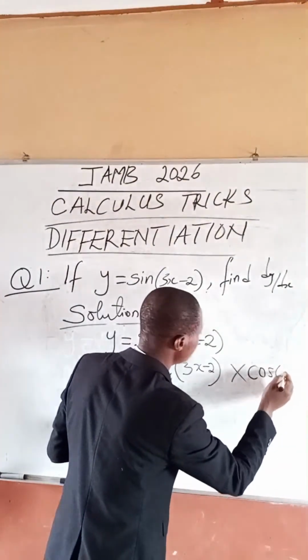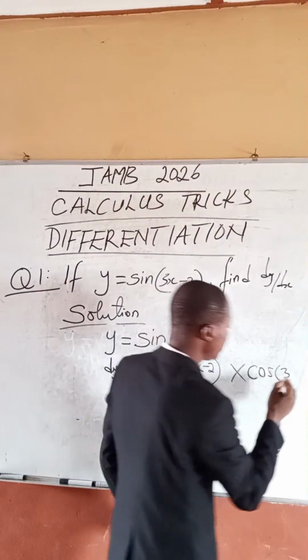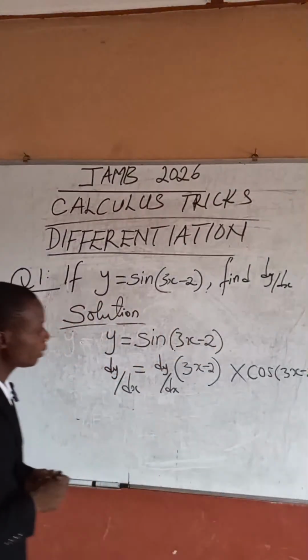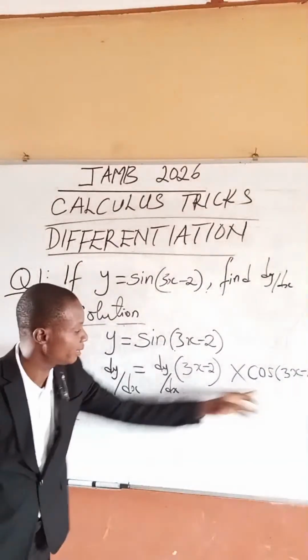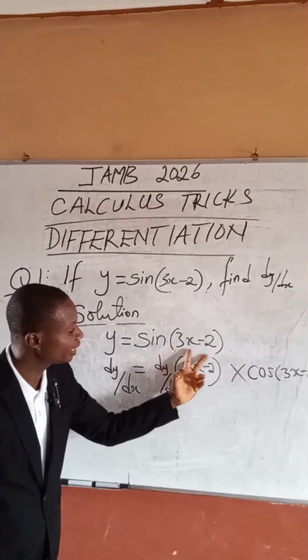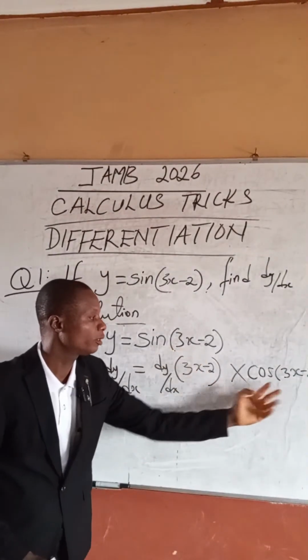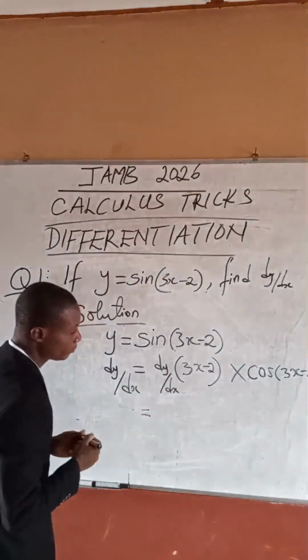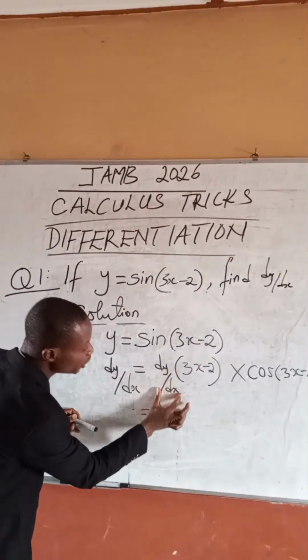So we are going to repeat it by writing 3x minus 2. This is what we have, okay? We have repeated it here. This is how we are going to put it. Just change sine to cosine. Then differentiate this one. Use it to multiply what you have gotten here. So look at what we got here. We are going to differentiate this.